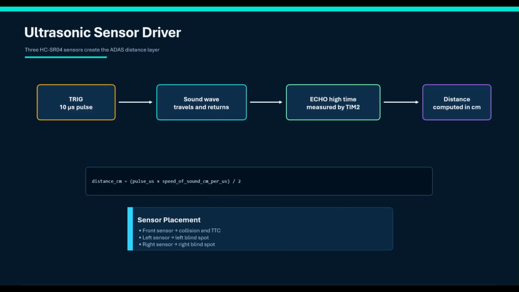The HC-SR04 sensor works by sending a short trigger pulse and measuring how long the echo pin stays high. TIM2 measures this echo duration in microseconds. The distance is calculated by multiplying the pulse time by the speed of sound and dividing by 2, because the sound travels to the obstacle and back. In the final system, we use one front sensor and two side sensors.